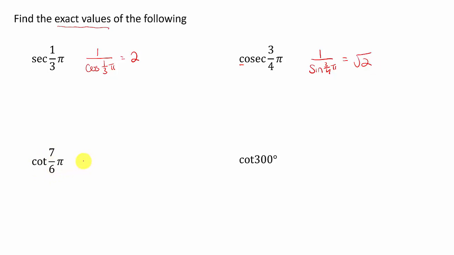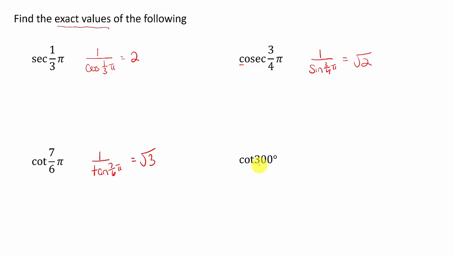Cotangent of 7/6 pi, we would write as 1 over tangent of 7/6 pi, and then you can type it in your calculator, and that's going to give us the square root of 3. When you're typing these in your calculator, just be careful to use parentheses as appropriate, or I'd probably use the fraction bar in your calculator and type it in exactly like you see it.